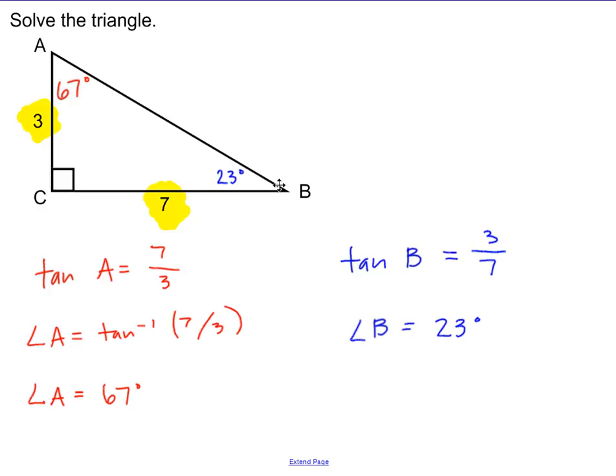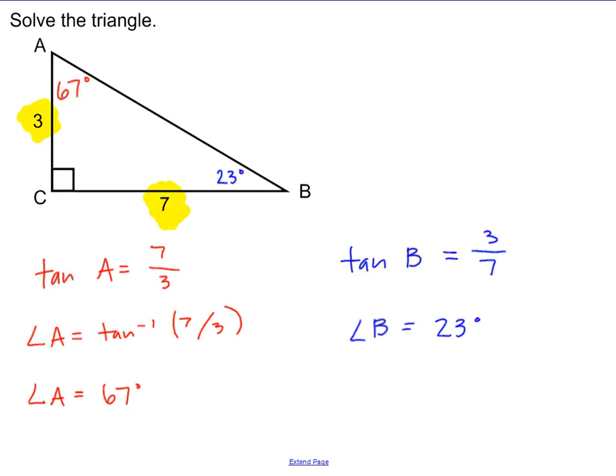We already know that the 3 angles of a triangle have to add up to 180 degrees, so that's a good check. 90 plus 67 plus 23 is 180 degrees, or you might remember that the acute angles of a right triangle are always complementary, meaning these 2 have to add up to 90 degrees, and they do.